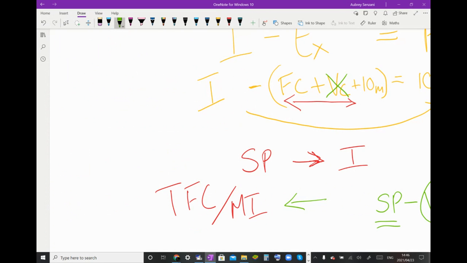Makes sense? All right. But still, what do we want? We want to ensure that we achieve a 10 million profit as well. So can you see now why I'm saying we need to take this 10 million and actually add it to our total fixed costs? Does it make sense?